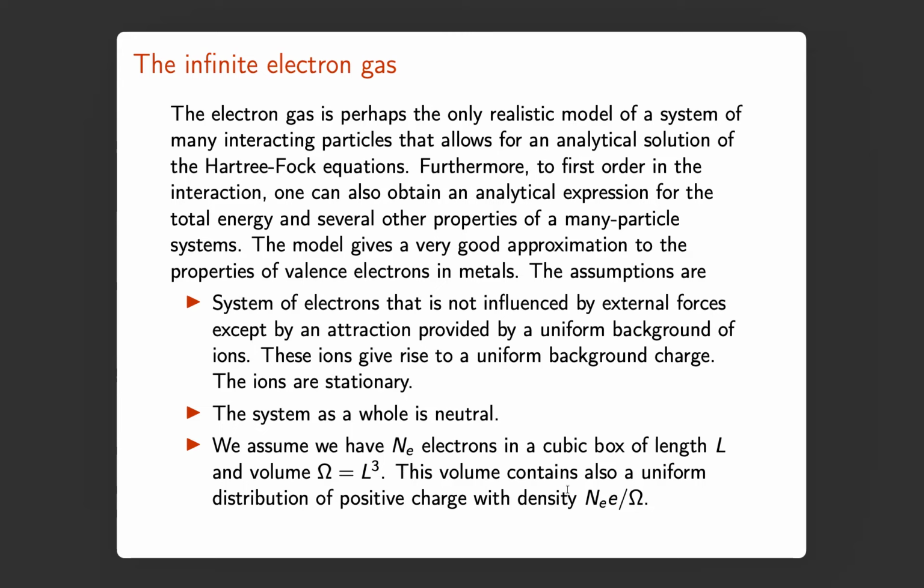And then we have a volume which contains a uniform distribution of positive charge. So that means that we would have a charge density. The density is the number of electrons divided by the volume, and when you multiply that with the charge, then you have what we call a charge density. Okay? So these are just definitions. Have you encountered a system like this if you took a course in statistical mechanics? You probably did.